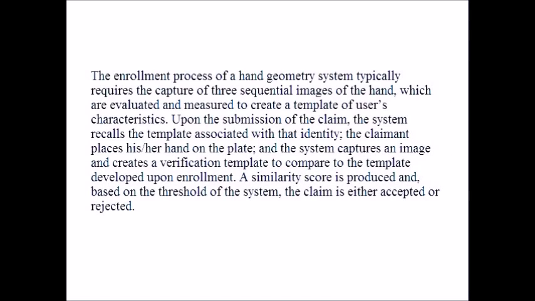The enrollment process of a hand geometry system typically requires the capture of three sequential images of the hand, which are evaluated and measured to create a template of the user's characteristics. Upon the submission of the claim, the system recalls the template associated with that identity. The claimant places his or her hand on the plate, and the system captures an image and creates a verification template to compare to the template developed upon enrollment. A similarity score is produced, and based on the threshold of the system, the claim is either accepted or rejected.